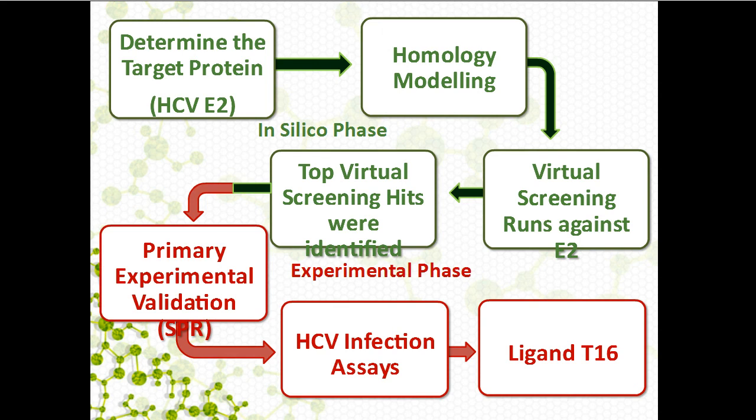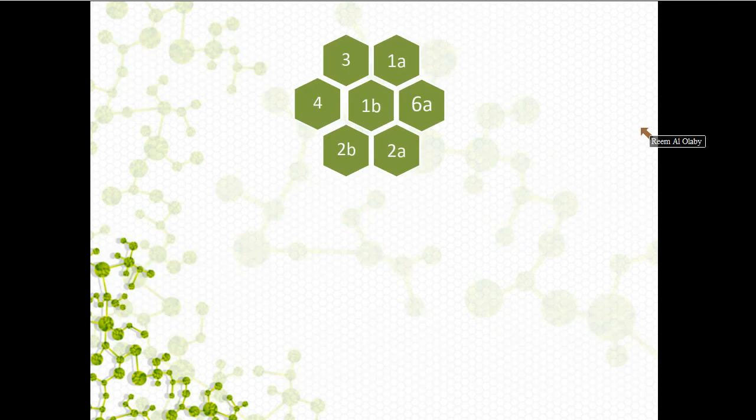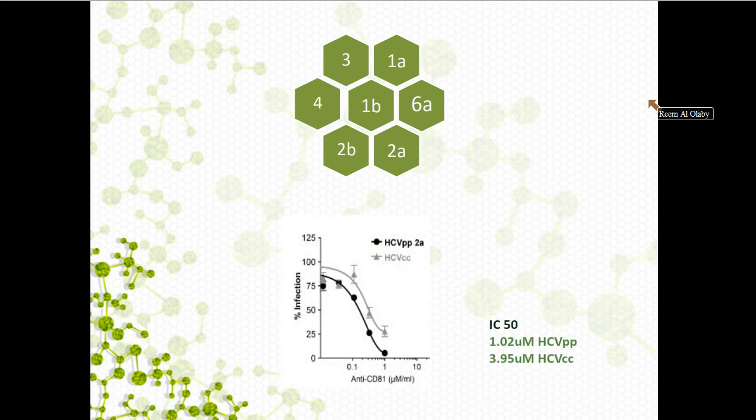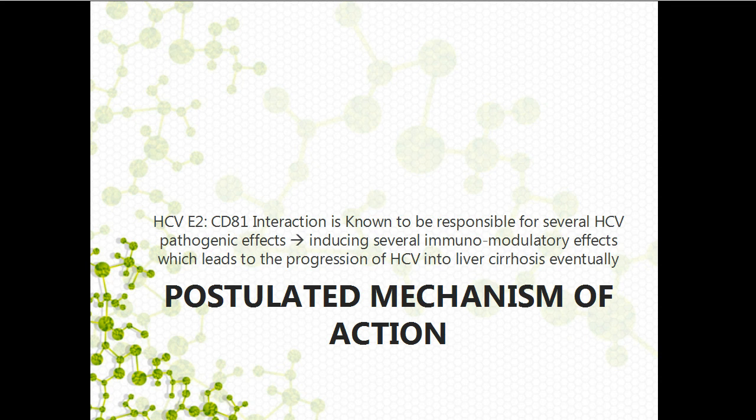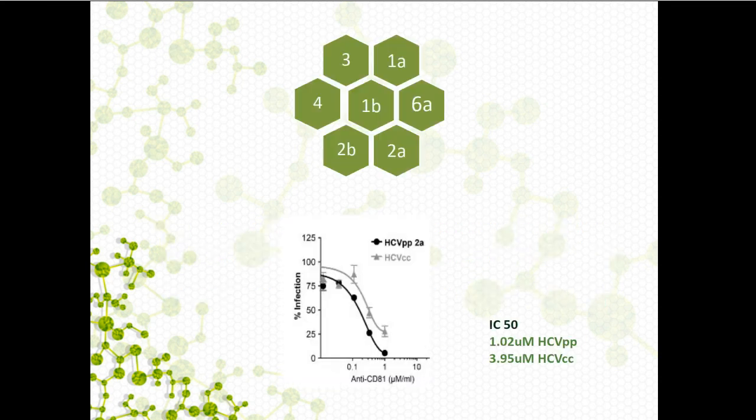So after all of this, we found that there was one ligand, T16, that was found to inhibit hepatitis C virus in a genotype-independent manner, which was really thrilling and exciting. It was found to inhibit genotypes 1A, 1B, 2A, 6A, 2B, 3, and 4. And this shows the IC50 values of T16. So as we can see from the story, computational biology tools really help in the drug discovery process.